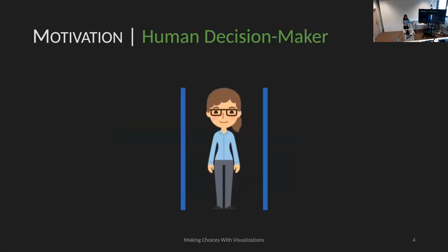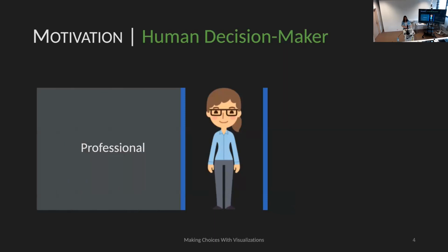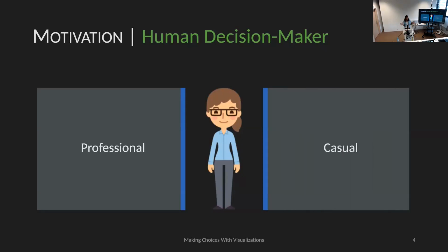Now, who are these individuals who make decisions? On the one hand, there are professional decision makers, so experts whose job it is to repeatedly make decisions in their field and who are trained to do so. On the other hand, we have casual decision makers, so basically all of us, who face difficult or complex decisions at some points in their personal lives.